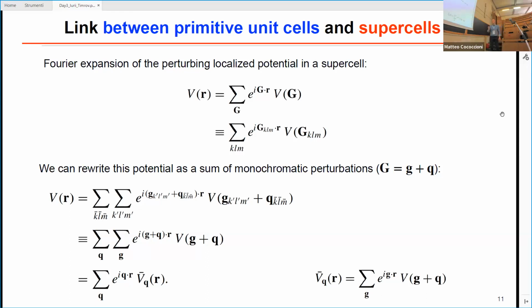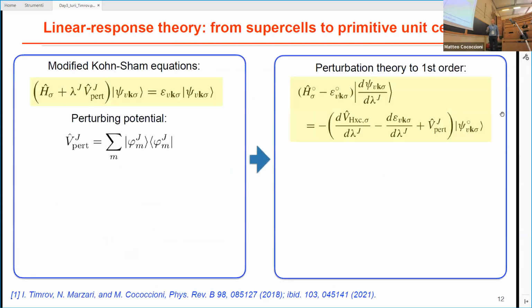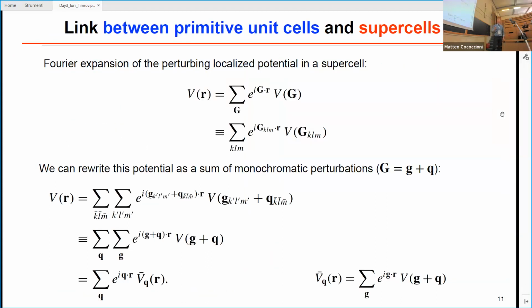So this is very useful, because what we're trying to do here is to represent the potential in a supercell in terms of a sum over monochromatic perturbations, or monochromatic components, for the primitive cell. So we're shifting from supercell to primitive cell, but the price to pay is that in the supercell we have this gamma point perturbation, while in the primitive cell we would have many monochromatic perturbations. I'll explain on the next slide.